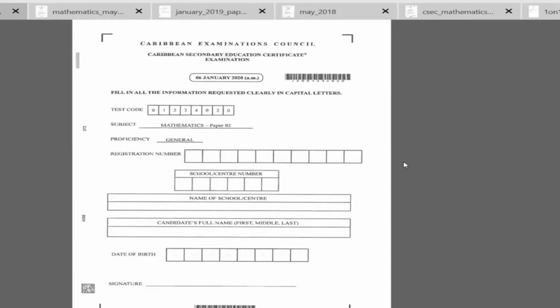So today what we're going to be doing, we're going to be going through the CSEC January paper, and this is for 2020. This is a paper that they did earlier on in the year. All right, so this is how the exam structure is now these days. And you fill out all of this information.